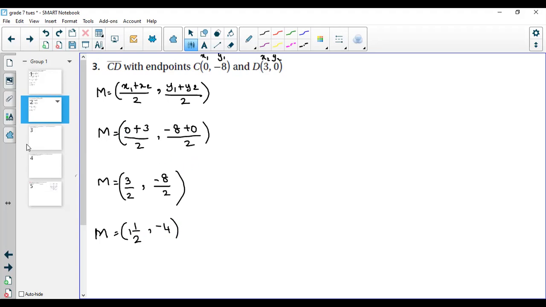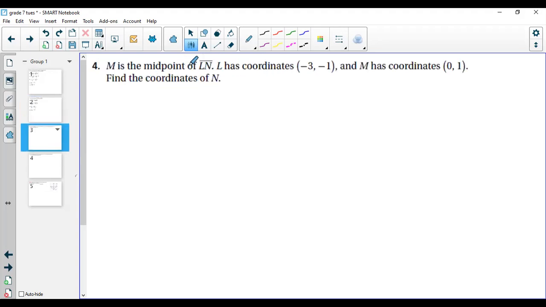This question says M is the midpoint of LN. LN has coordinates -3, 1, and M has coordinates 0, 1. Find the coordinates. Now see, the question is different here. They did not say find the midpoint. They said find the coordinates. So, which means we are going to work backward now. Fine. So anyhow, you need to just write it here, x1 and y1.